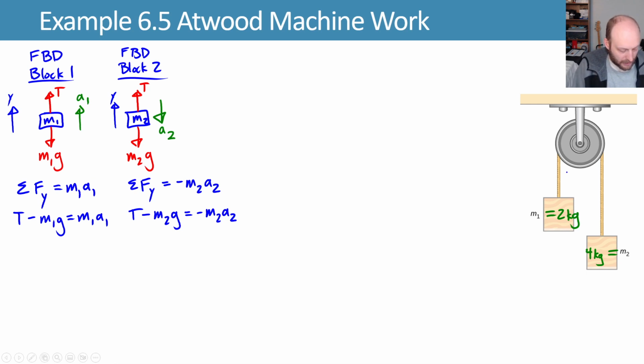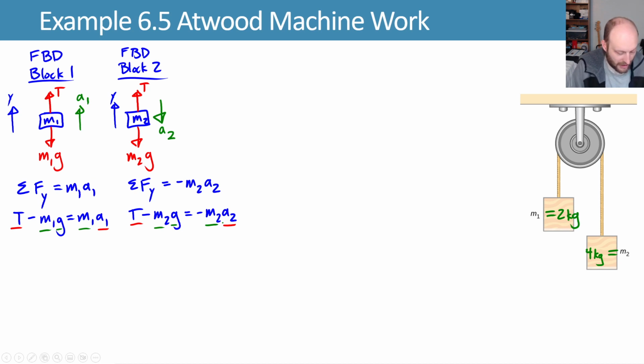Looking at these, we can ask what things do we know and what things do we not know? Well, the things we don't know are tension, that's fine, that's something we're trying to find, and acceleration 1 and acceleration 2. The things we do know are mass 1, gravity, still mass 1, mass 2, gravity, still mass 2. So we have 3 unknowns and only 2 equations. We need some other way of relating A1 and A2.